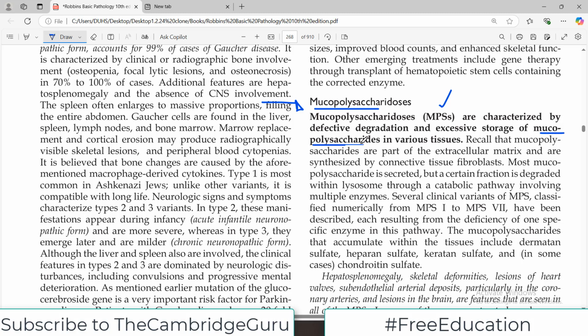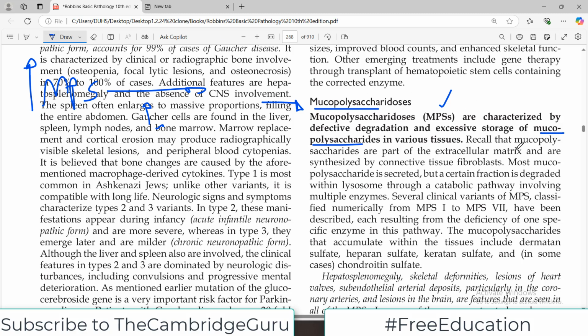Of mucopolysaccharides. So obviously you have mucopolysaccharides in your cells and body, and these are degraded. And if there is a problem with the degradative enzymes, then they will not be degraded. So their degradation will be affected and their levels will go high. And this is what MPS is all about, okay?